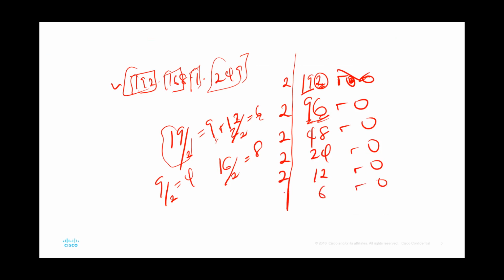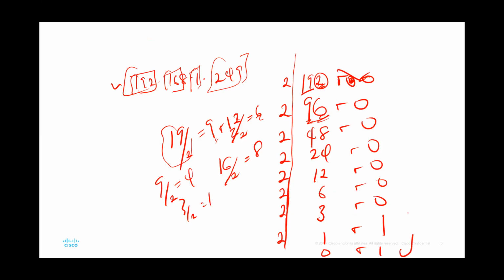Remainder 0. 6 divided by 2 will give me 3, remainder 0. 3 divided by 2 will give me 1. Guys, 3 divided by 2 is 1, remainder 1. That will give me 1, remainder 1. I'll bring down 2 again. 2 in 1, it does not go. 0, remainder 1.